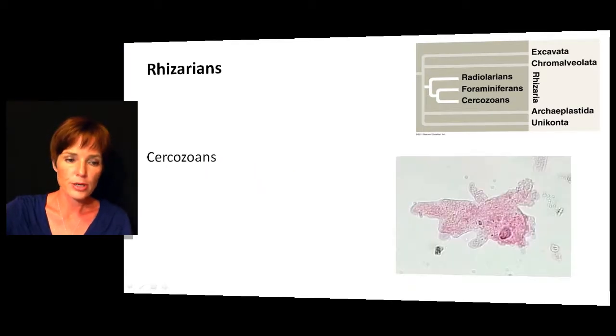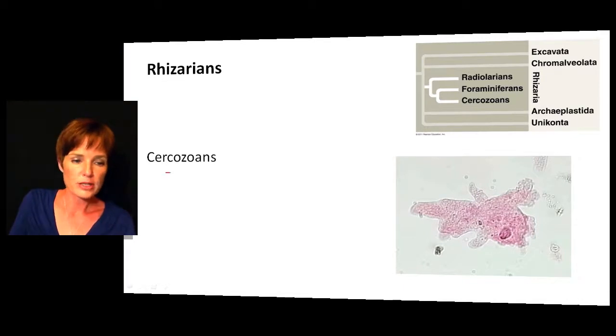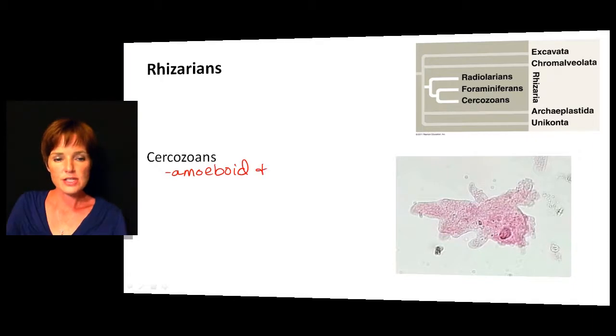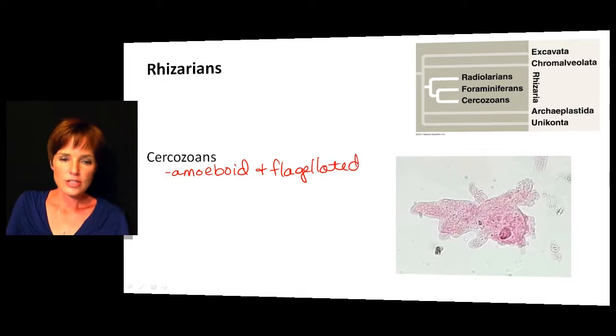The third group are the cercozoans, and these are amoeboid-like organisms. So by amoeboid, we're talking about something similar to the picture that you see here. We also have some that are flagellated, and these are mostly heterotrophs.